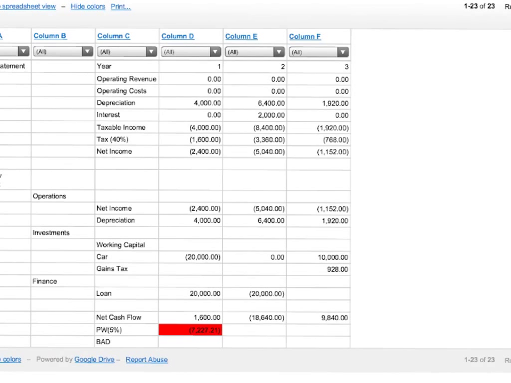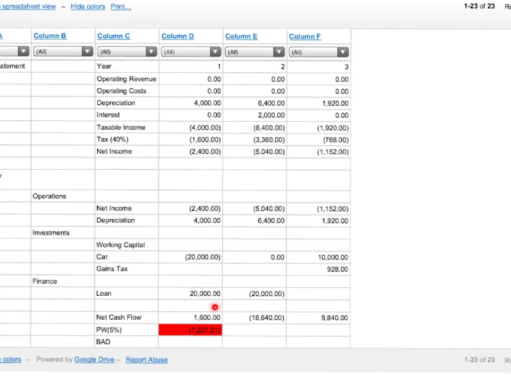So let's first go ahead and take a look at the purchase and sale of the asset. Remember, that does not happen up here in the income statement. The purchase and the sale of the asset happens in the cash flow statement. So what we have is the car being purchased for $20,000 here. Remember, it's negative, that's cash flowing out. And we said it was being sold in year 3 for $10,000. So there we've got the purchase and sale. Again, nothing happens up here.